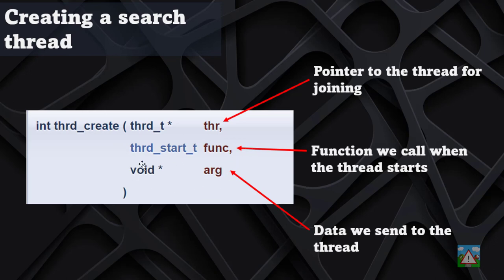The third argument is a void pointer. In other words, it's a pointer to anything. We have to cast it when we actually start the thread, but that will contain any information that we want to actually send to the thread. So for example, the position or the hash table or something like this. When the function is called, it has this data passed to it as an argument.